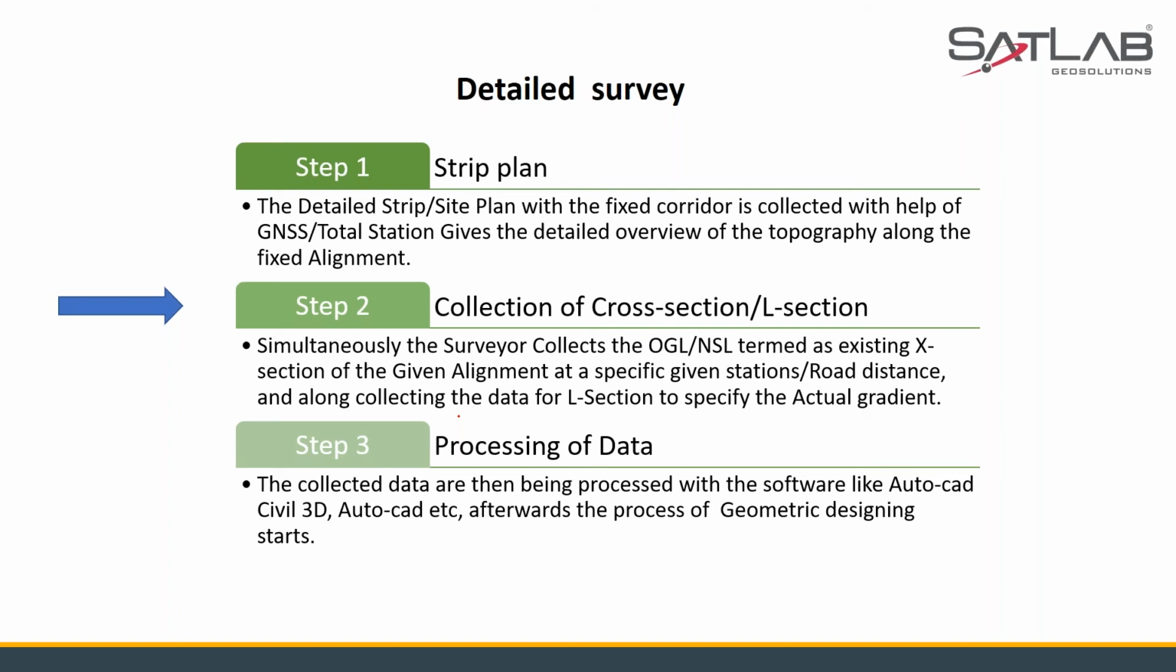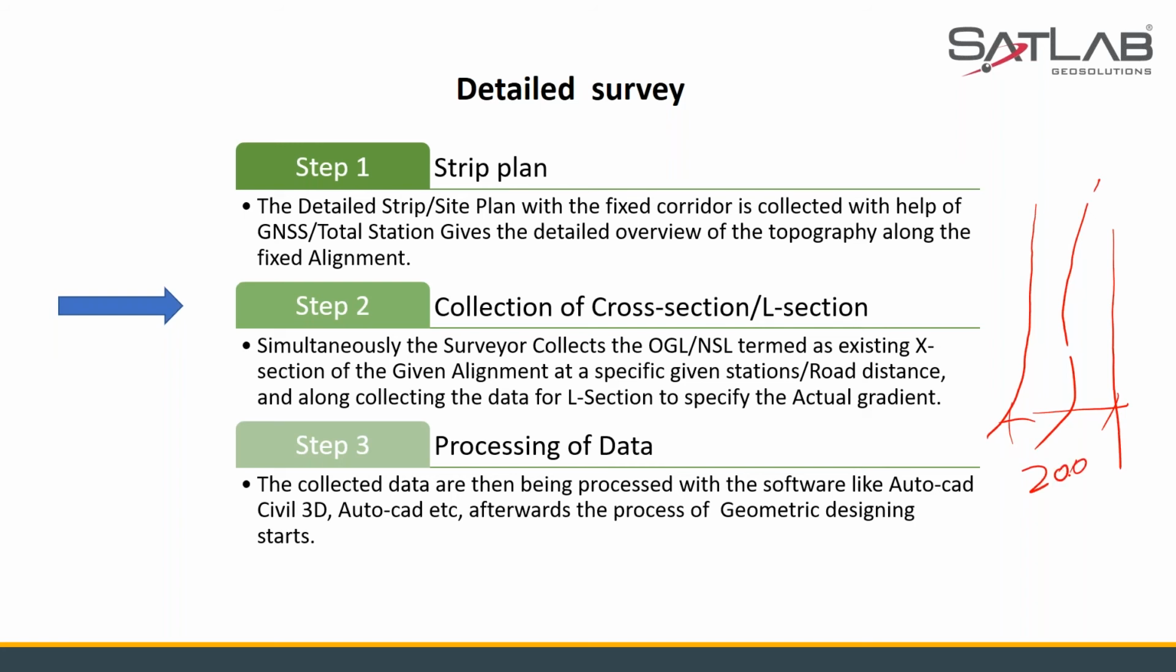Right now this is an entirely brief thing, because I'm not going into the details as it's a very vast field. In the detailed survey, there are a couple of steps. The first step is the strip plan. My client is asking me to make a detailed strip plan of the site plan with the fixed corridor. It's collected with the help of GNSS and total station.